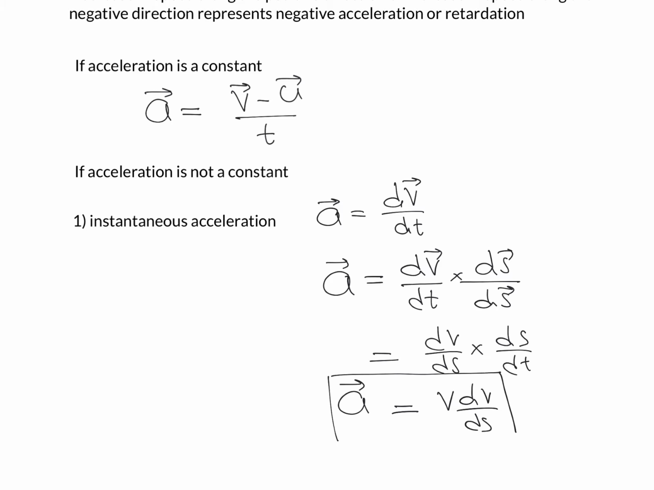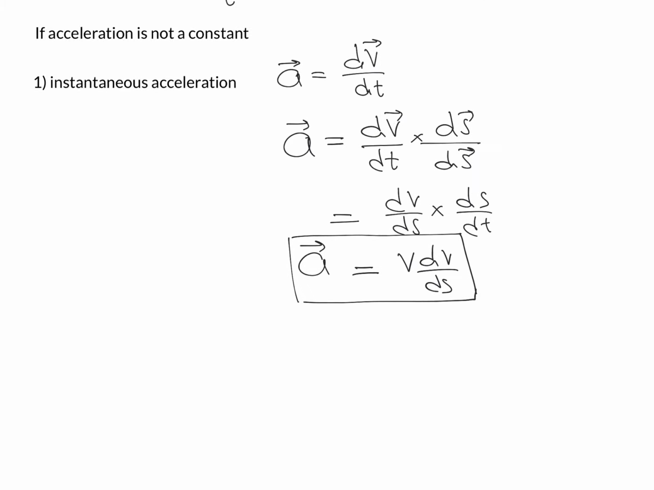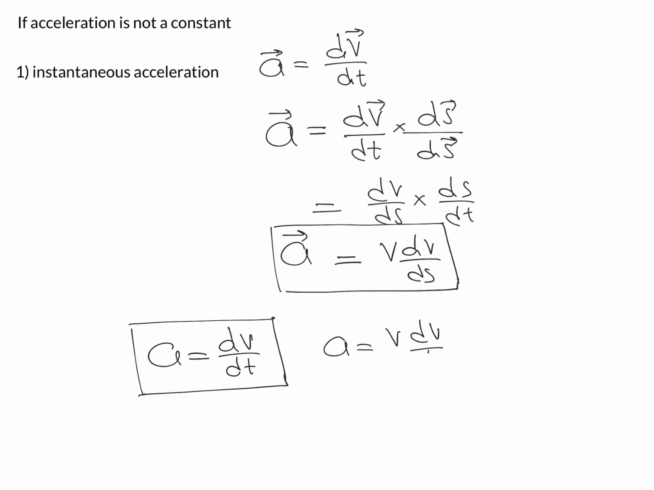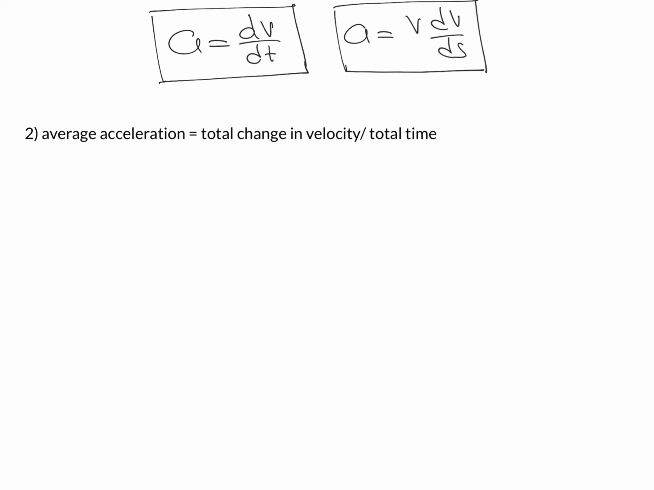So if acceleration is not a constant, then depending upon the situation, either we'll use this equation a is equal to dv divided by dt. We'll use this equation when velocity is given as a function of time, and we can use this equation a is equal to v dv divided by ds. Normally we'll use this equation when velocity is given as a function of displacement. If acceleration is not a constant, either we'll go for the instantaneous value or the average value of acceleration, which is total change in velocity divided by total time.